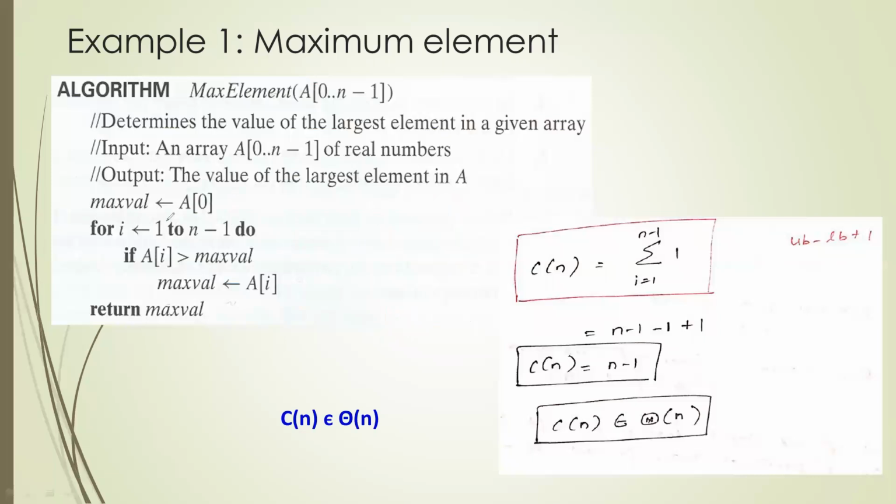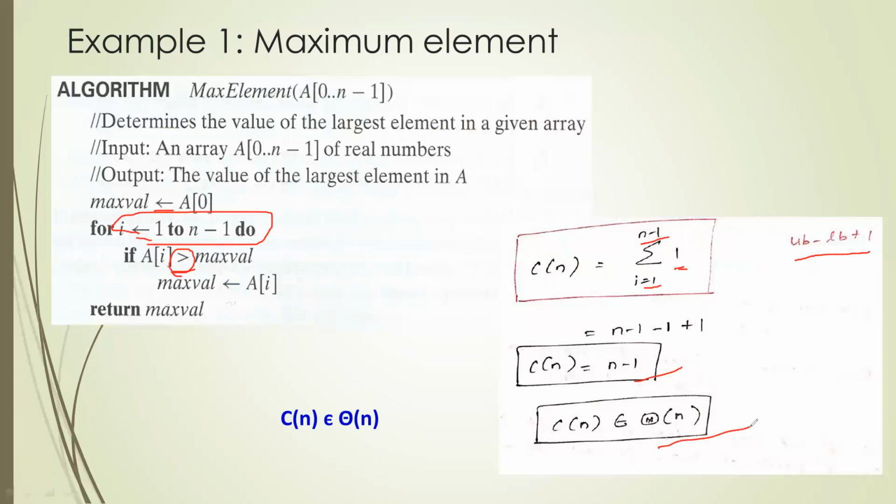So what do you have to do? Many operations are there, say assignment operator, greater than operator. Out of all operations, I have to pick any one as the basic operation. Here I'm going to pick greater than as the basic operation. How many times does it get executed? Summation i equal to 1 to n minus 1. To solve this, there is a formula: upper bound minus lower bound plus 1. So n minus 1 plus 1, you'll get n minus 1.